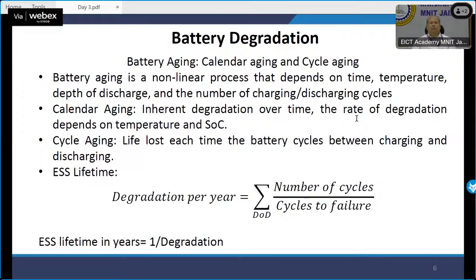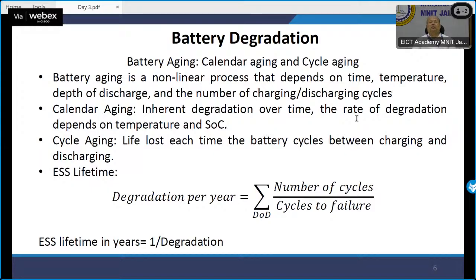Yes, good, thank you. So similarly, we can also look into the battery aging, which is because of the temperature, depth of discharge, and number of charging discharging cycles. However, the calendar aging is different, which is inherent degradation over time. The rate of degradation depends on temperature and SOC. So state of charge is quite important, and the temperature is also equally important.